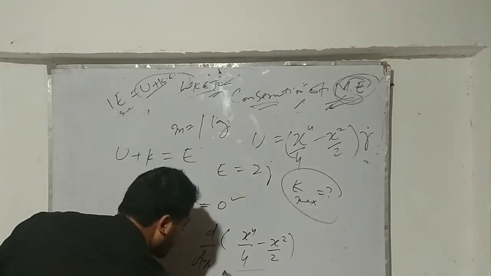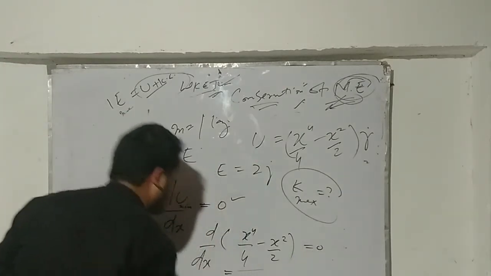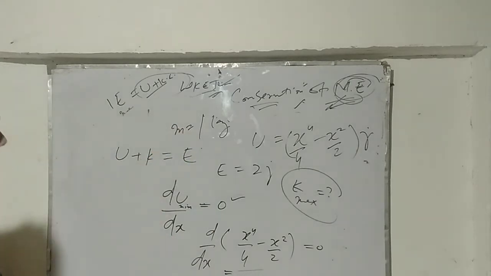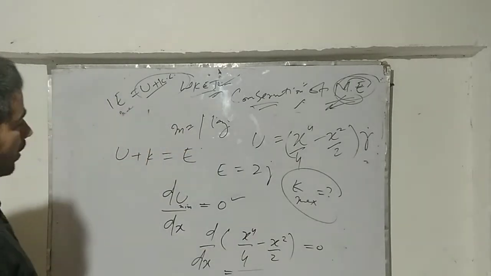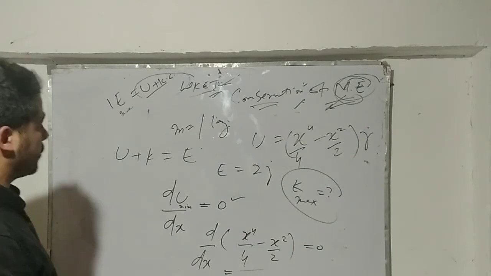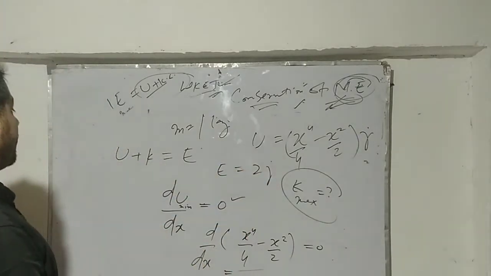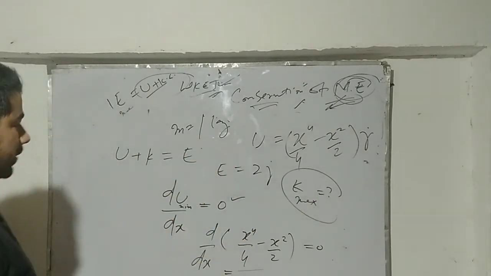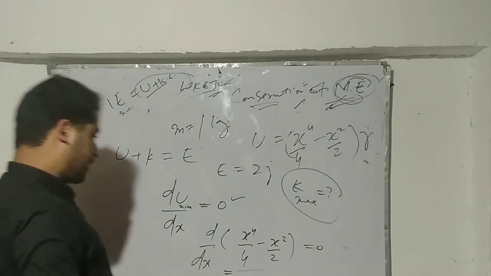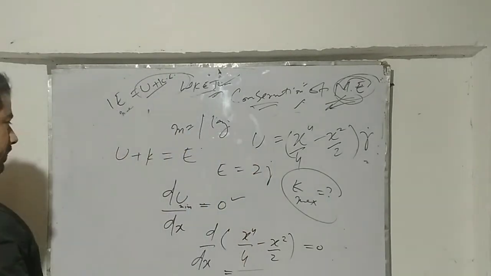So if I just differentiate it, its right hand side must be 0. This way I will get the value of x. I will opt for the value of x, which is the only unknown here. E is given, so I don't need to bother about it. This way I will get the value of energy that will represent its maximum value.